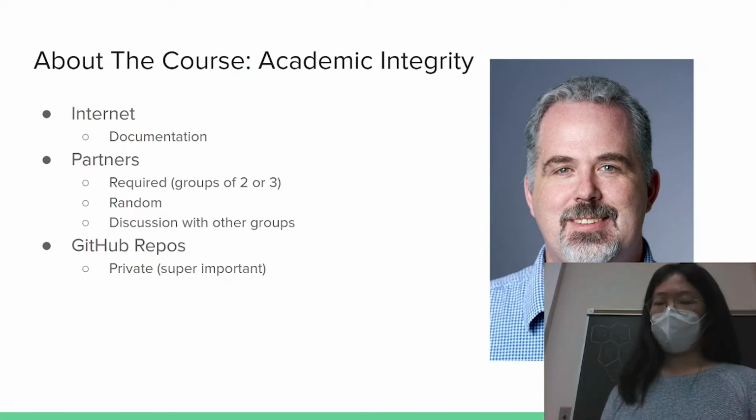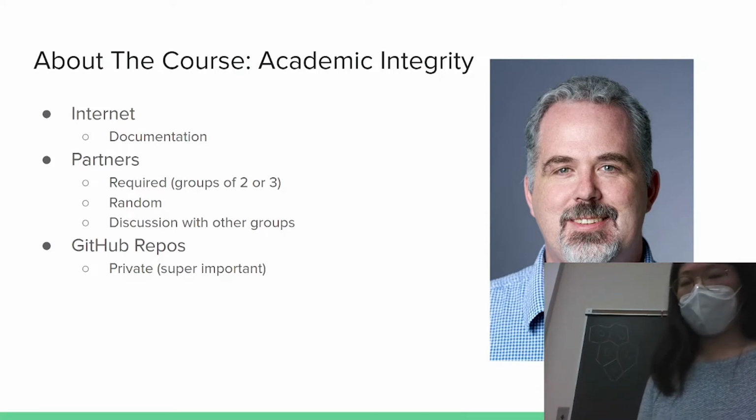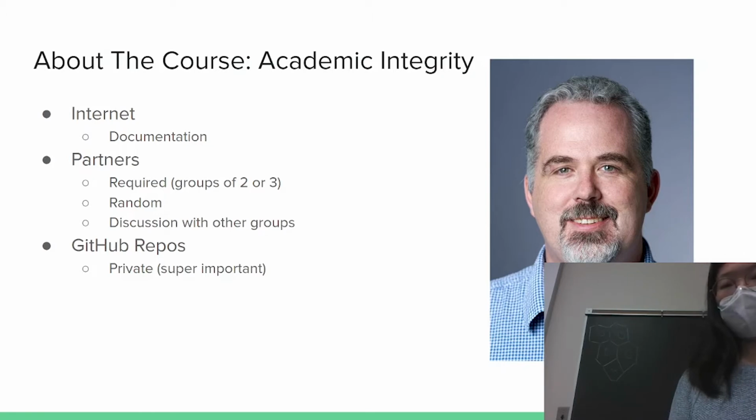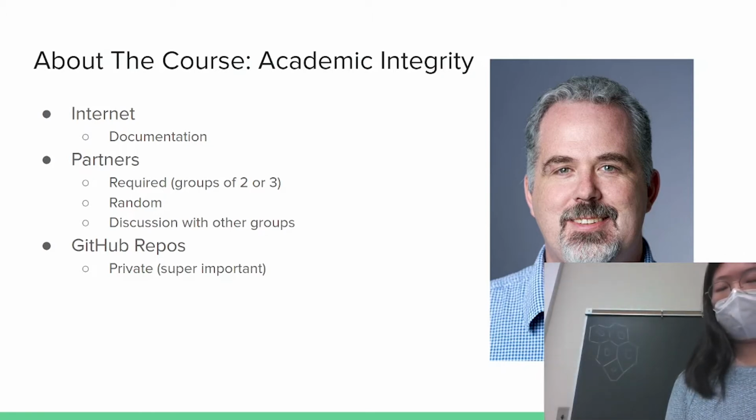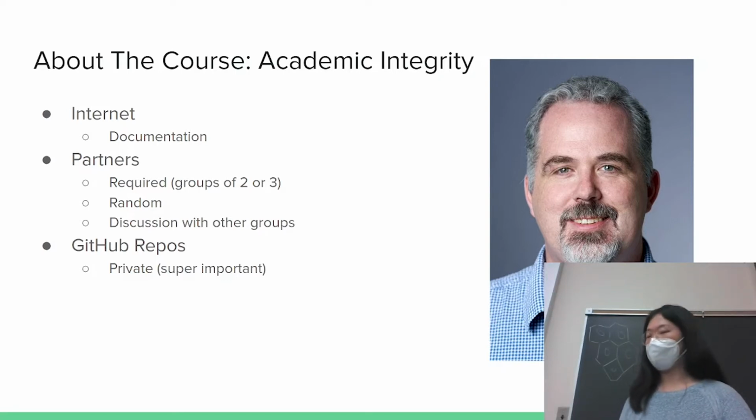And partners are going to be required, groups of 2 or 3. And make sure that when you're using your GitHub that they're private. If it's public, then obviously you can look at other people's submissions, and that's a telltale sign of academic integrity violation. So make sure that when you're creating GitHub repos, that they are private.